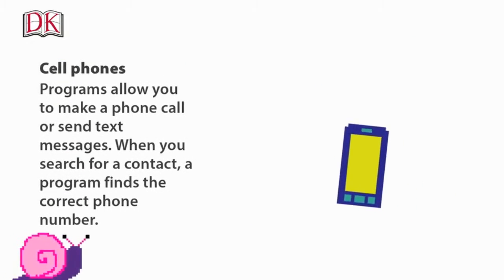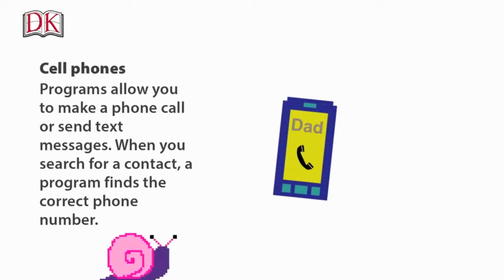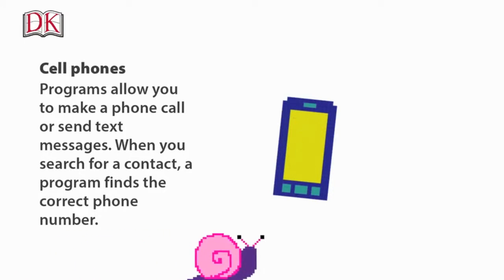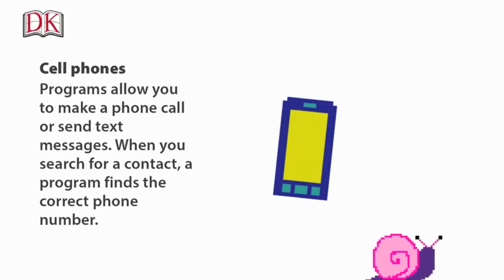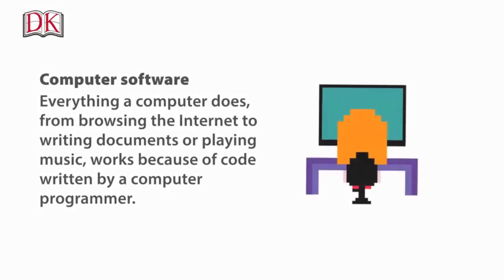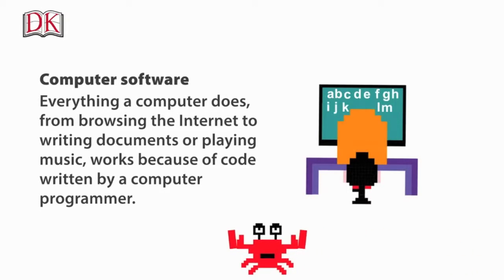Cell phones. Programs allow you to make a phone call or send text messages. When you search for a contact, a program finds the correct phone number. Computer software. Everything a computer does, from browsing the internet to writing documents or playing music, works because of code written by a computer programmer.